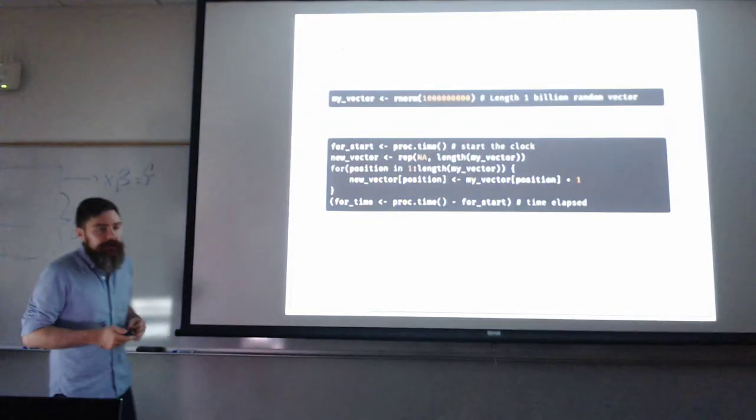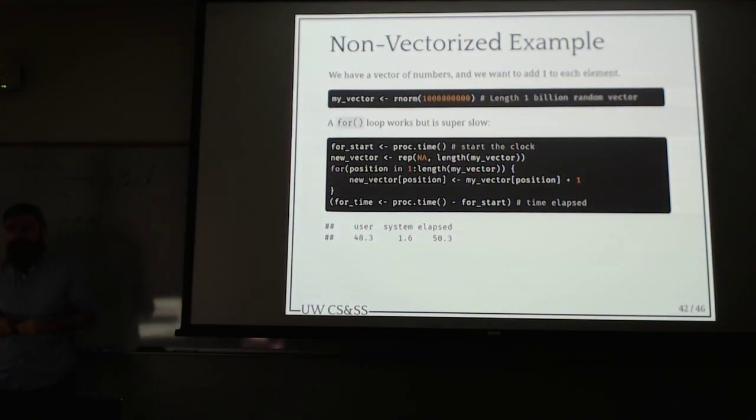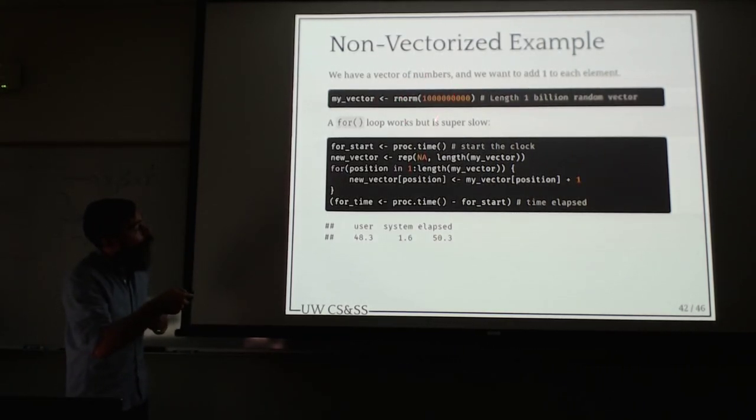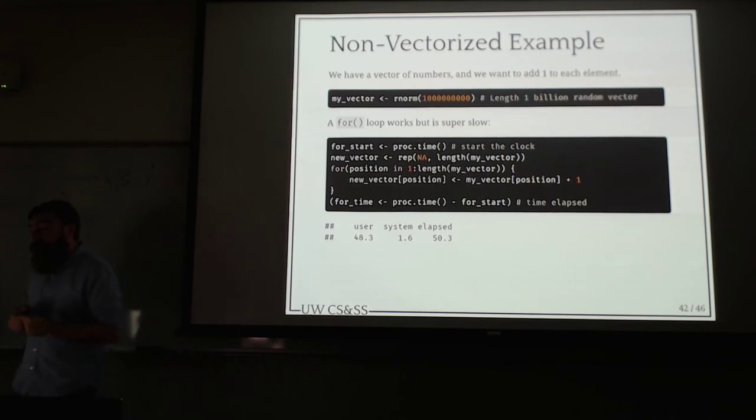So, we've talked about some loops. Vectorization is about not doing loops. So, let's say we have some vector of numbers, some really big vector of numbers, and we want to add 1 to each element. So, in this case, I've randomly generated 1 billion numbers and assigned them to my vector. If I wanted to add 1 to each element of that vector, you could do a loop with it, but it's going to take a pretty long time because a billion length vector is pretty big, right?